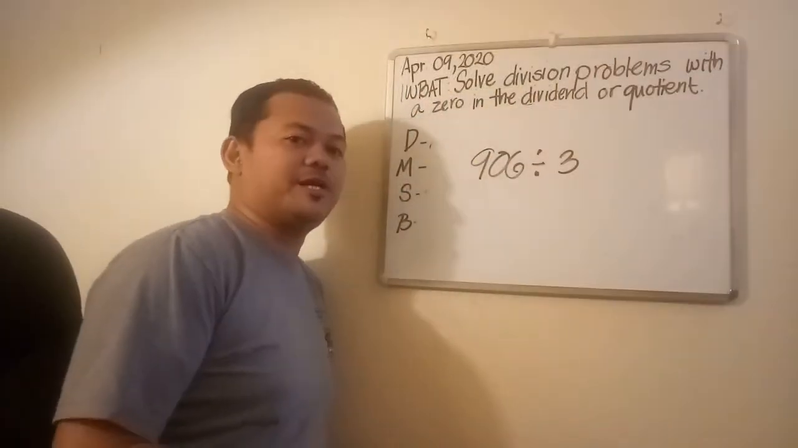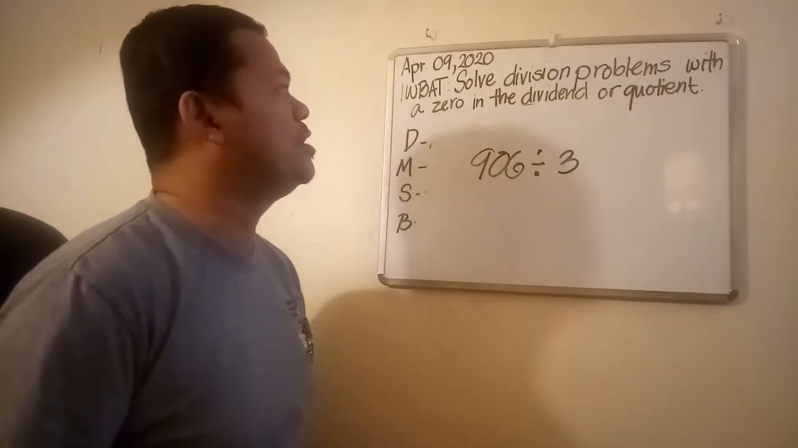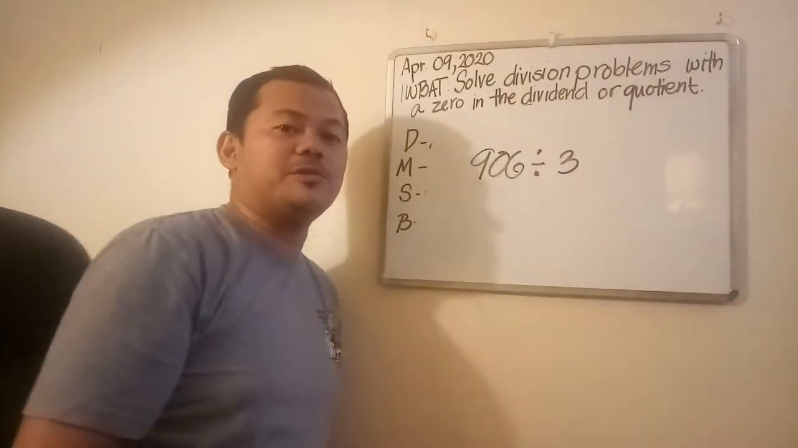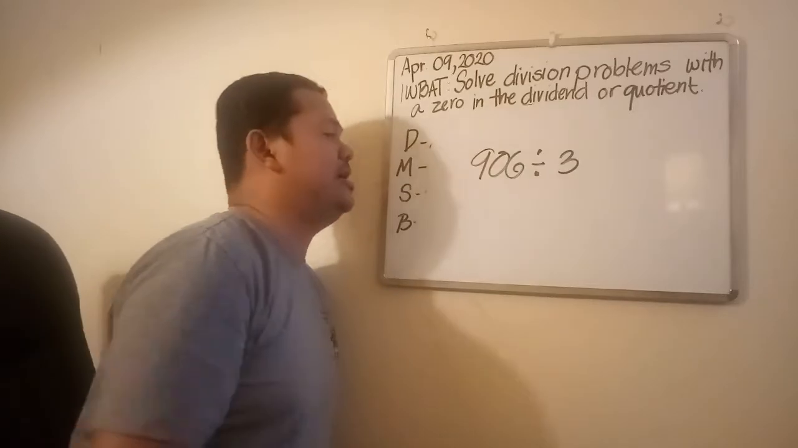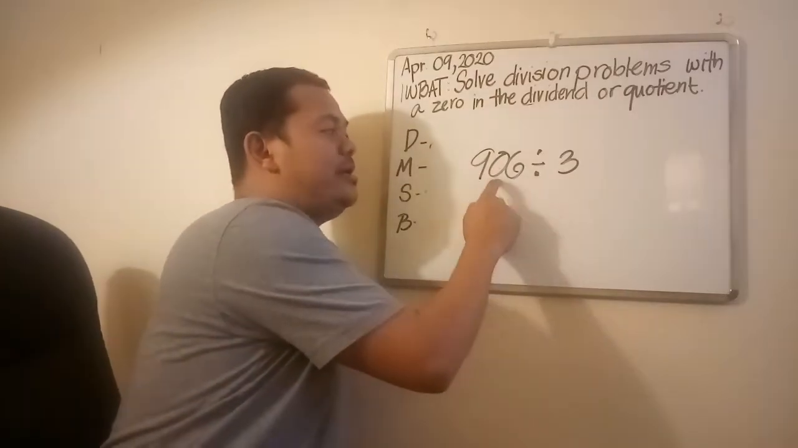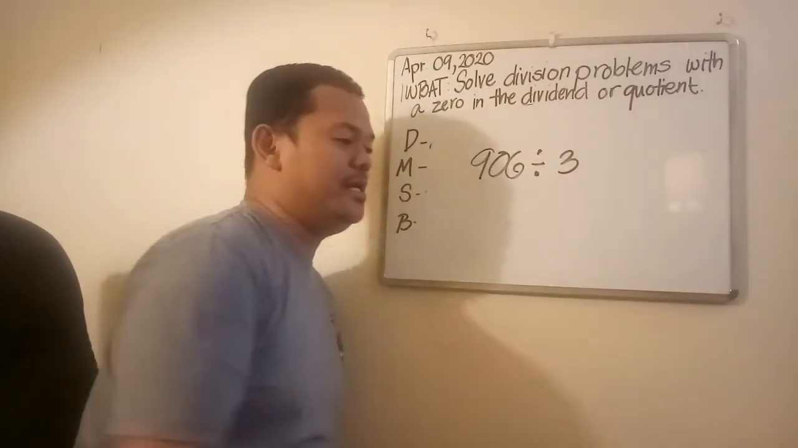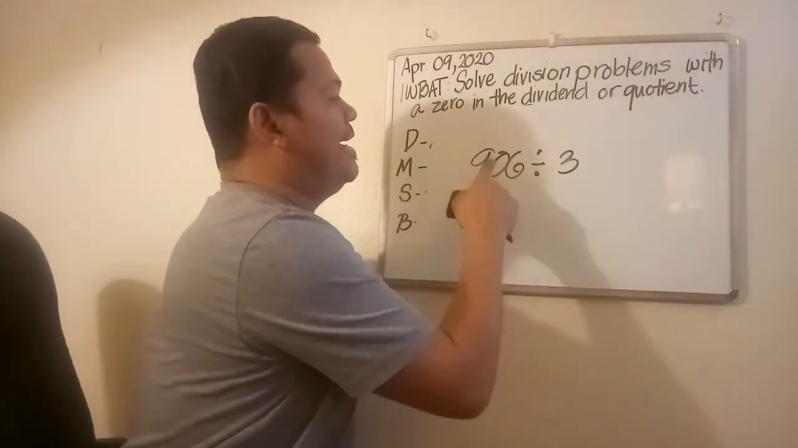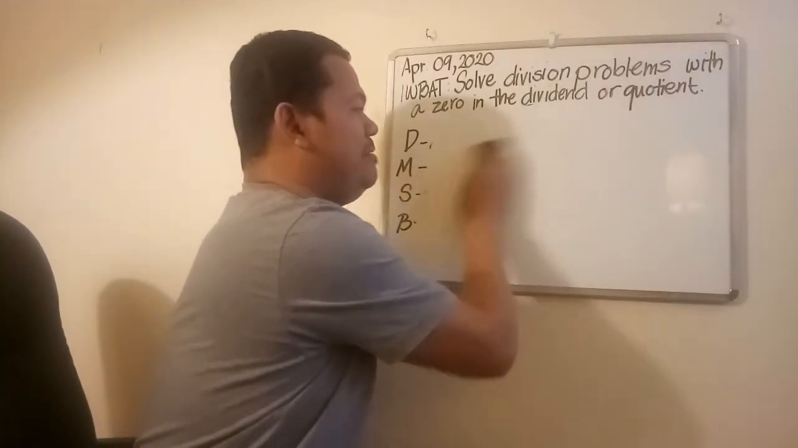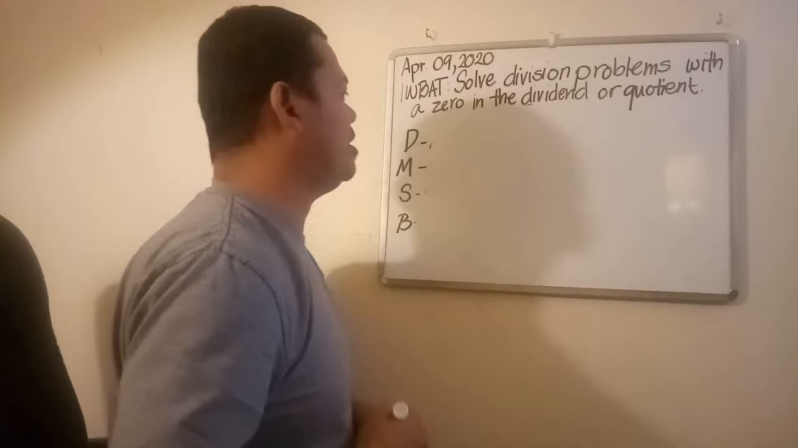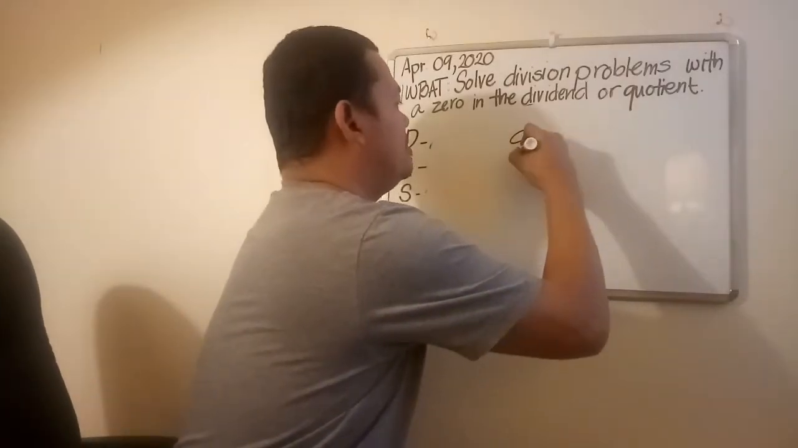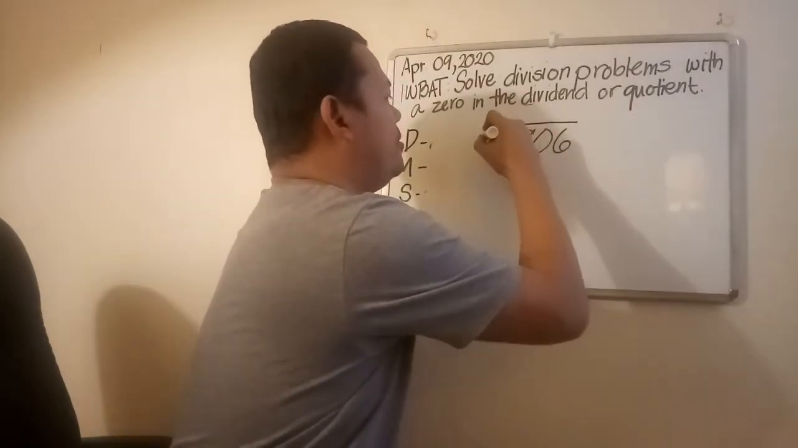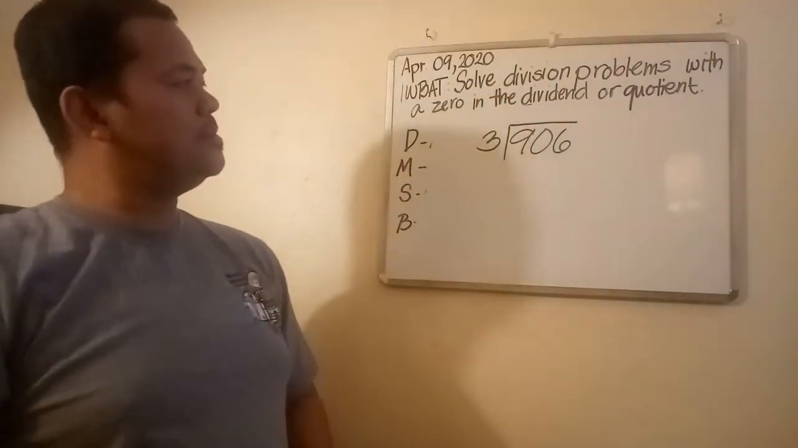Try to answer another division with 0 in the dividend. So this is our dividend, 906 divided by 3. Our dividend is 906, our divisor is 3. So let us divide this because our dividend has 0. Okay? So let's try to answer 906 divided by 3. There you go.